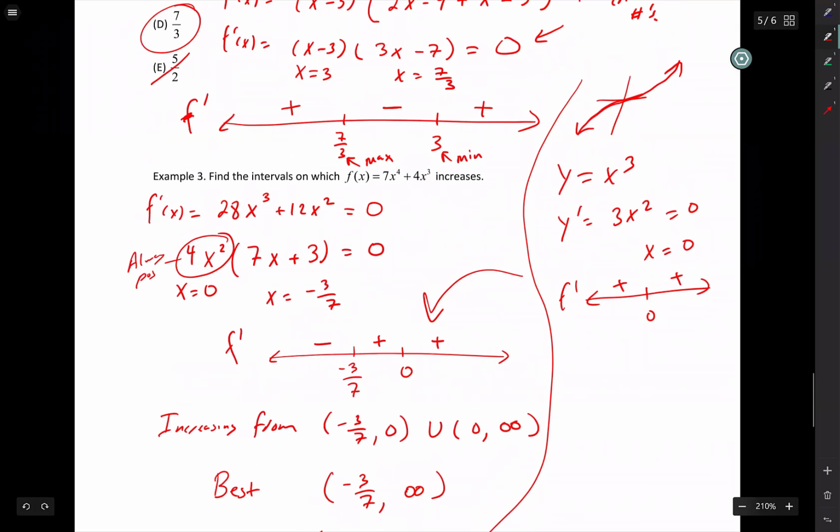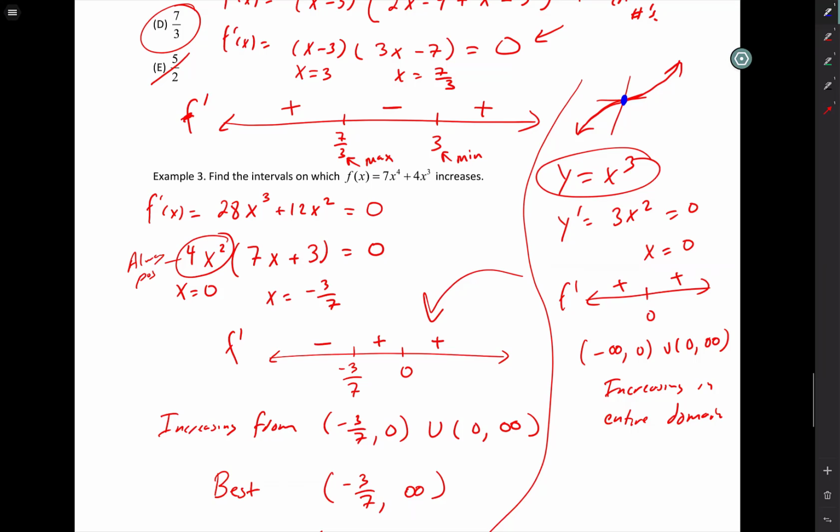All right, I get this situation happening. But notice, for this function y equals x cubed, we don't say increasing from negative infinity to 0 union 0 to infinity. I guess you could, but you don't say that. You say increasing on the entire domain. Why? So the question that we're debating about is 0. At 0 itself, you're not increasing or decreasing.